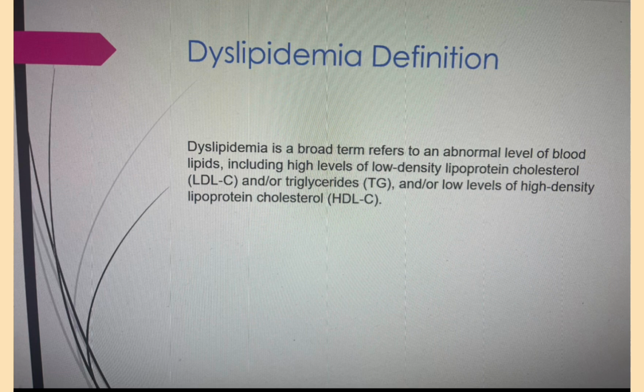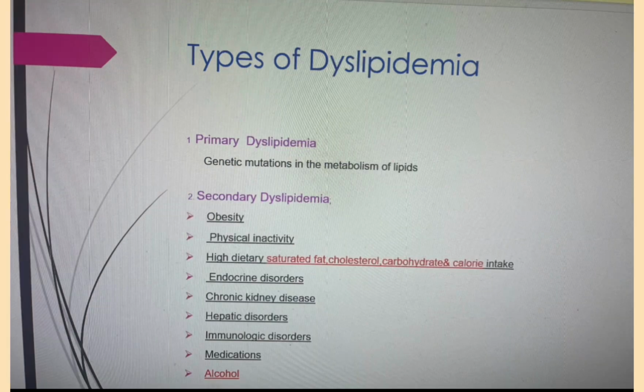So because of this reason, dyslipidemia is asymptomatic and can lead to death. It's very important for providers to educate patients to have regular screening of lipid levels. Types of dyslipidemia: primary dyslipidemia and secondary dyslipidemia.